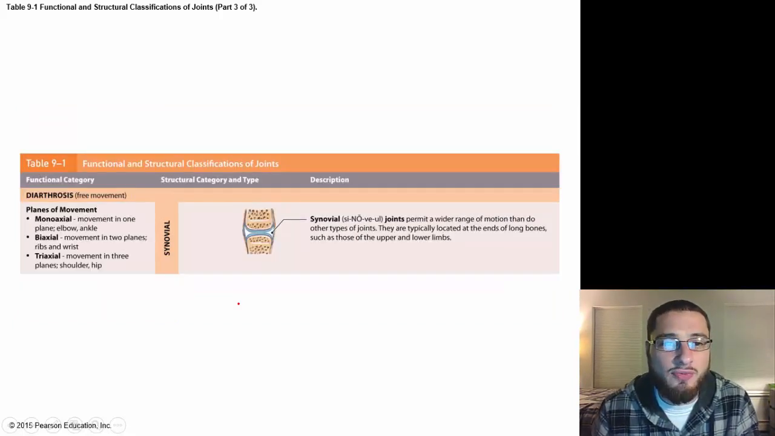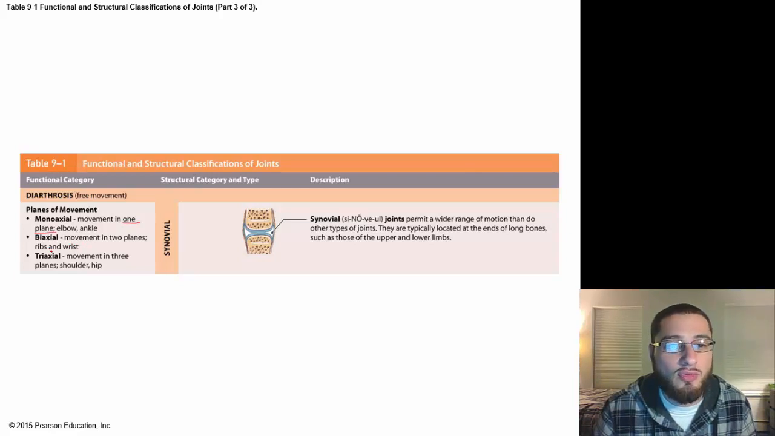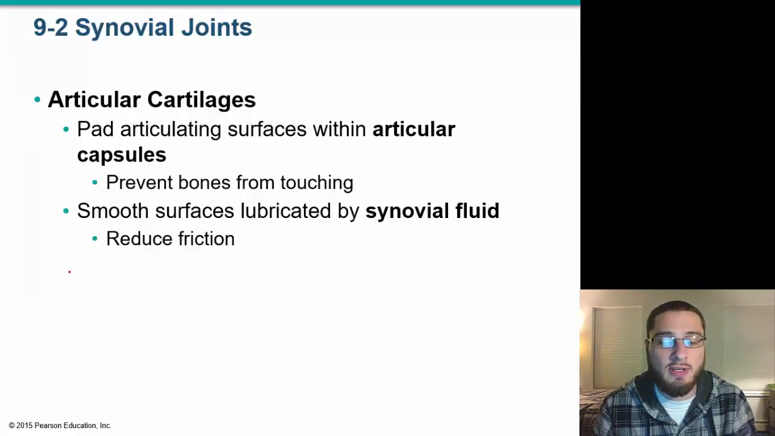And then you have your diarthrosis or diarthroses. These are based on the plane. So are they monoaxial, biaxial, or triaxial? Do they move along one plane, like you think about your knee, elbow, ankle? You have biaxial, ribs and wrists. They have two planes of movement. And then triaxial, we're going to talk about shoulders and hips, that they can move in three different planes.